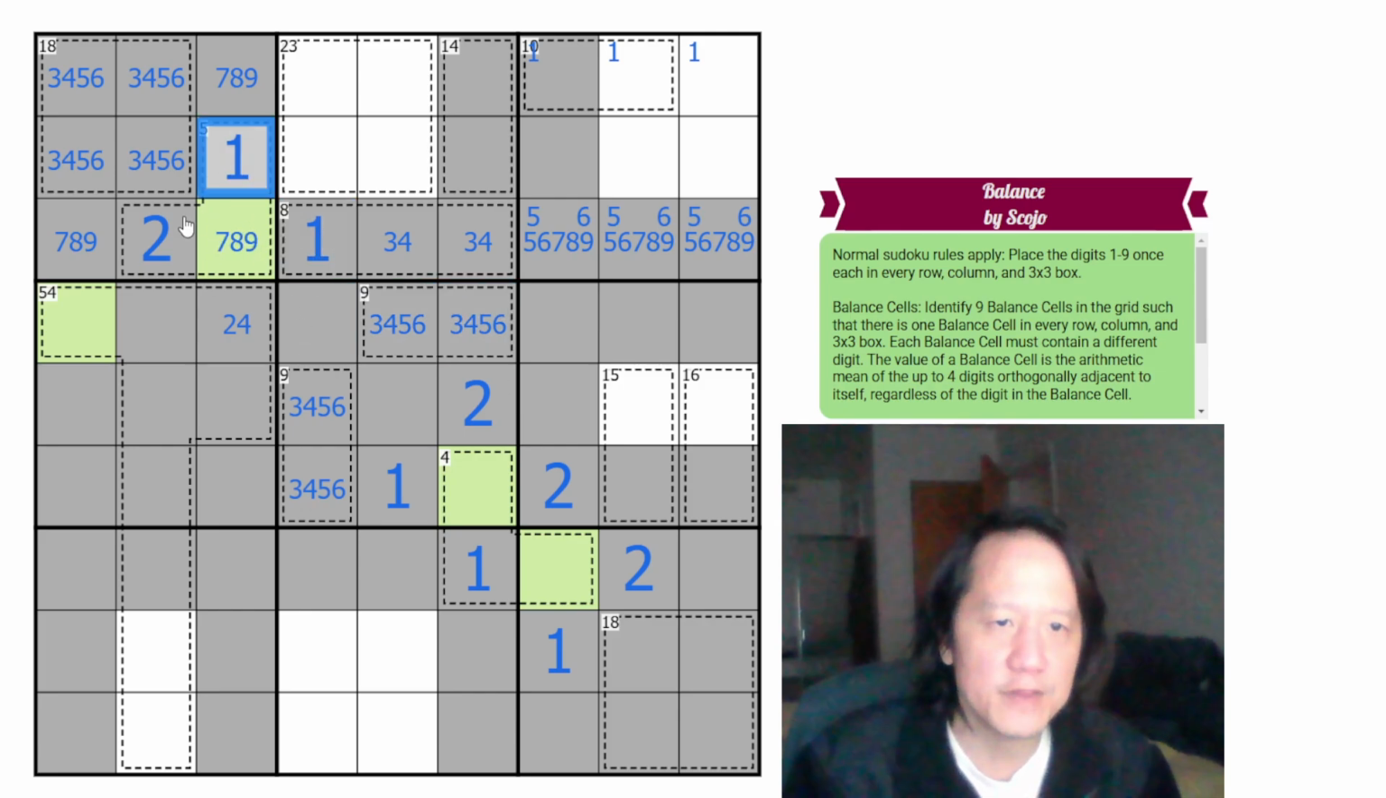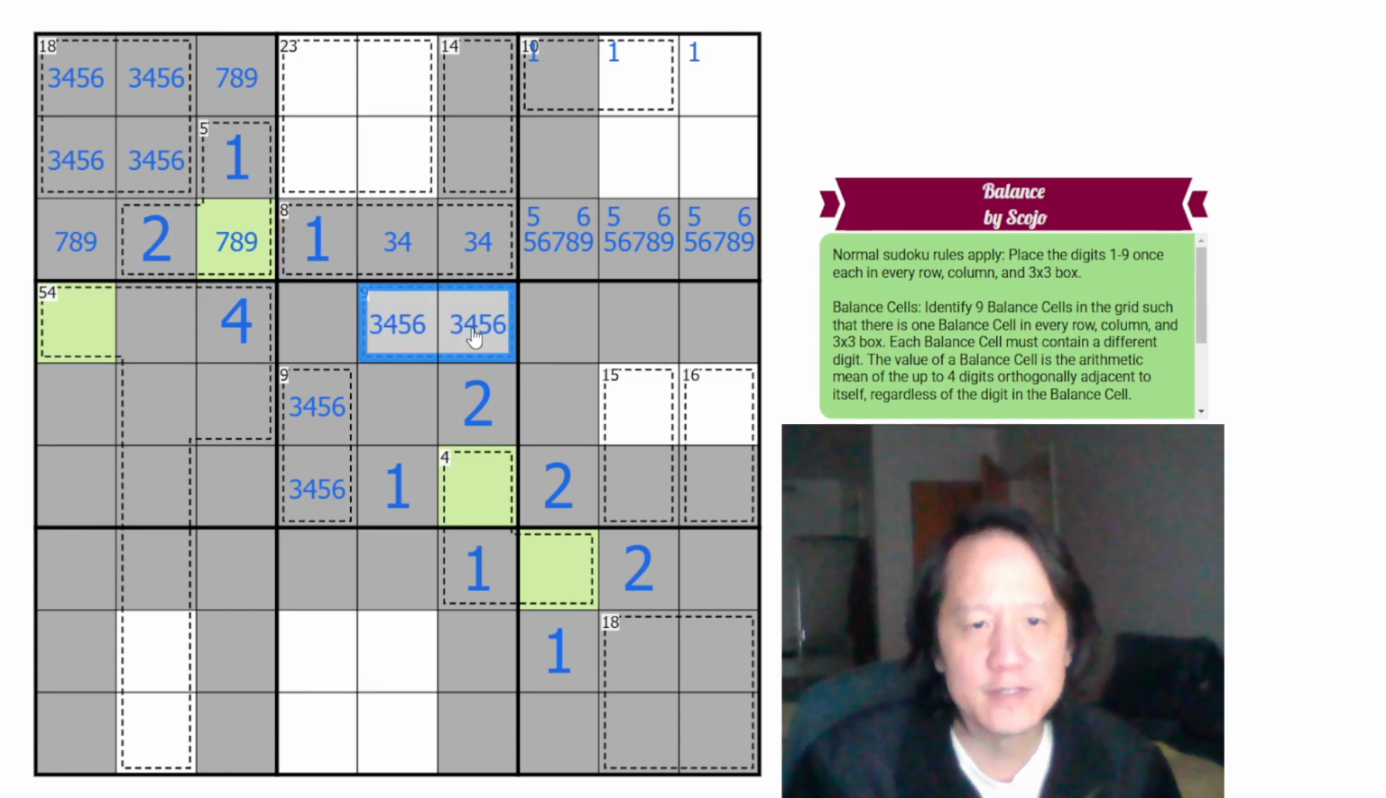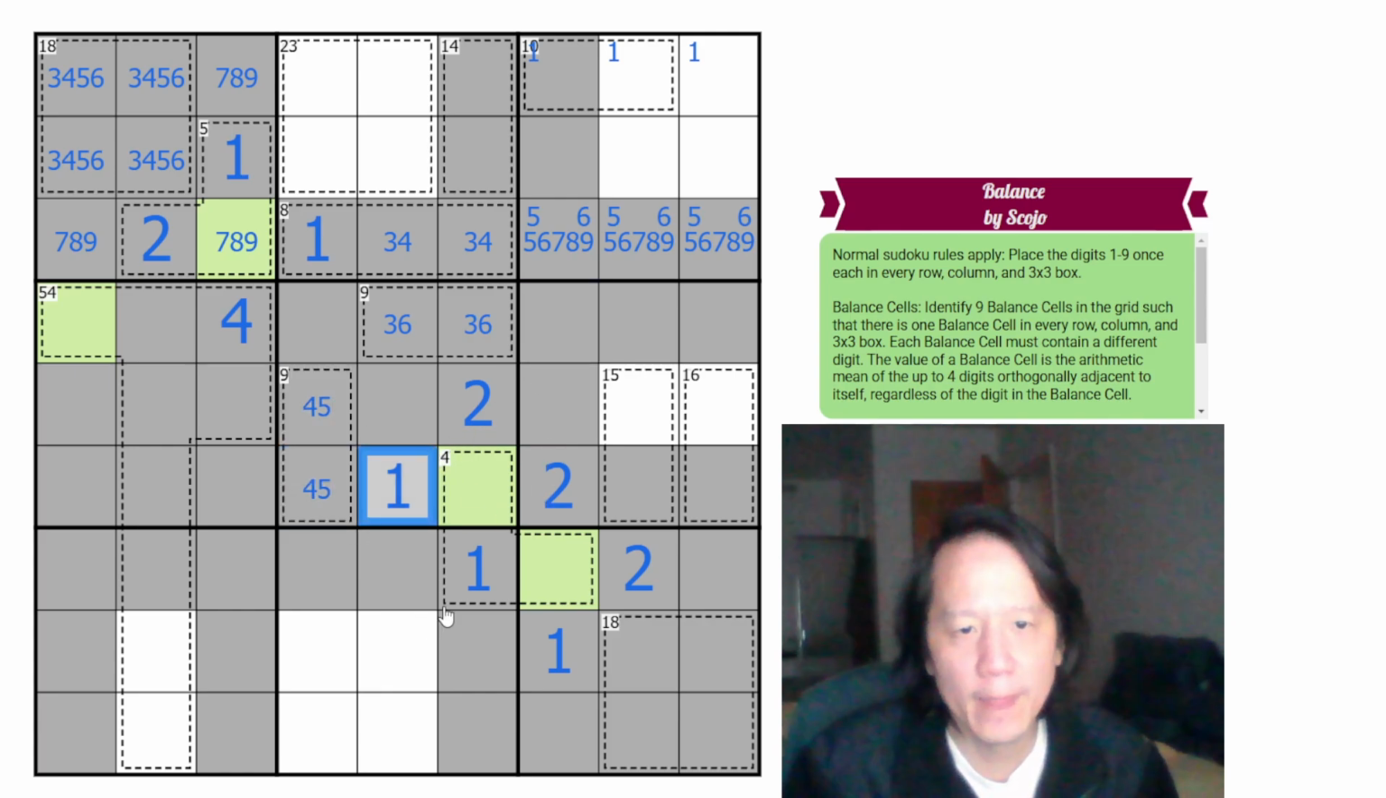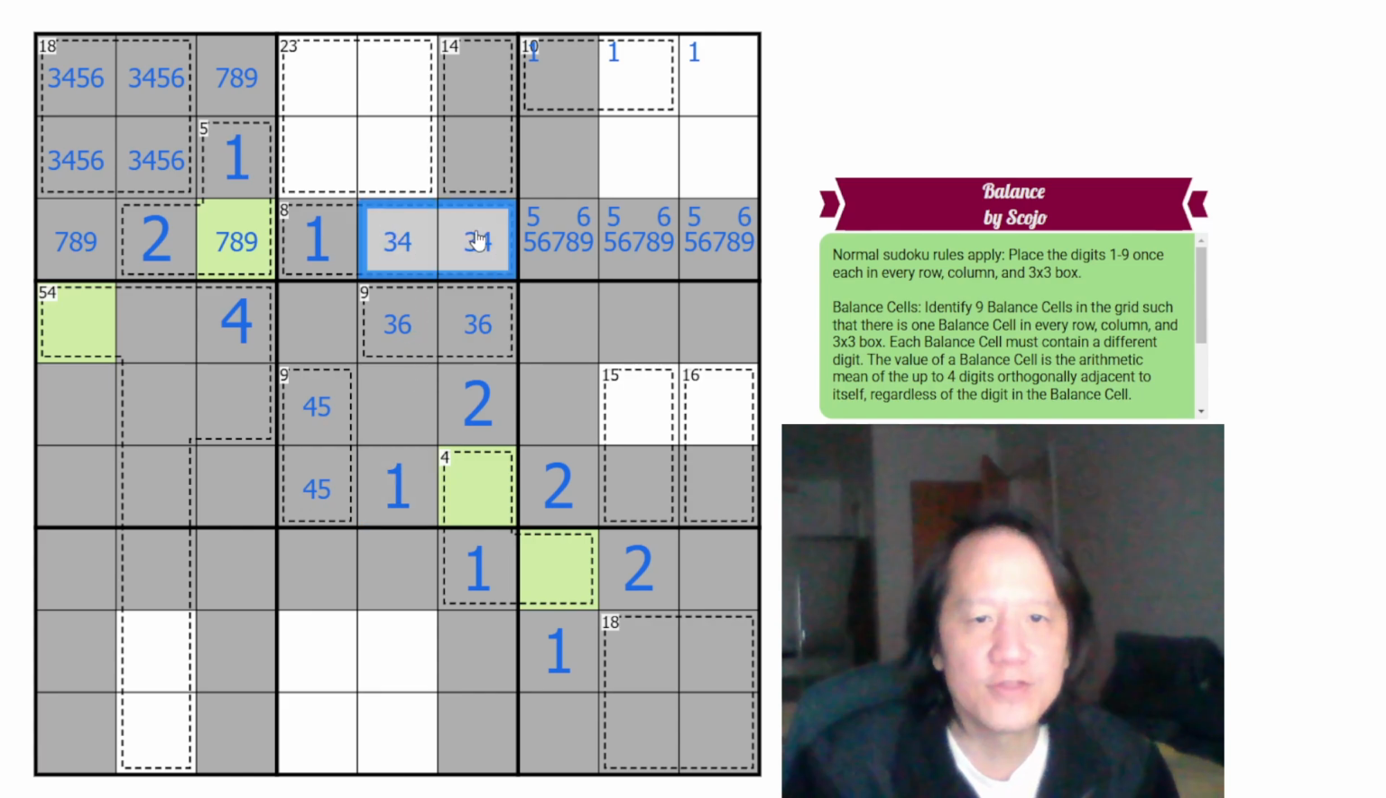This is 1. This balanced cell must have a mean of 2, which means it's 2 times 4 for the surrounding cells. So therefore this must be a 4. And this cannot be 4 and 5 then. This has to be 3 and 6, which eliminates 3, 6 from the rest of the box. So therefore this is 4 and 5. We now have a 3.